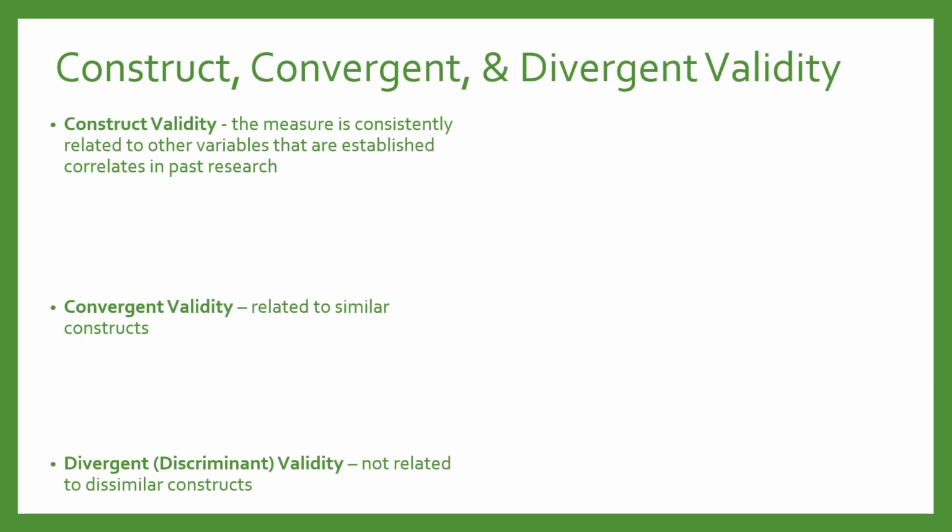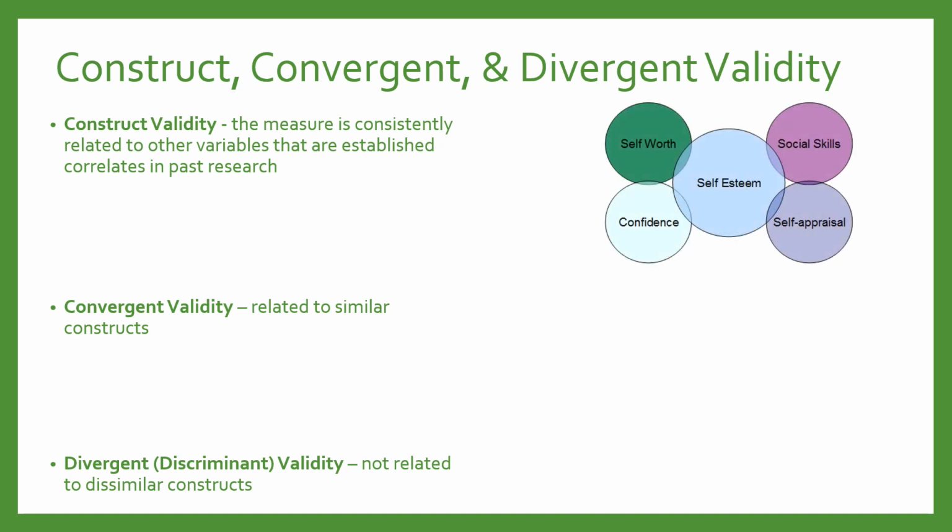So construct, convergent, and divergent validity are all concerned with statistically comparing a measure to other measures. Construct validity is the measure of the variable, seeing if it behaves as it should. So is it related to variables that you would expect based on past research and theory? For example, if you're measuring self-esteem, scores on self-esteem should be related to established measures of self-worth, social skills, confidence, and self-appraisal based on past research.